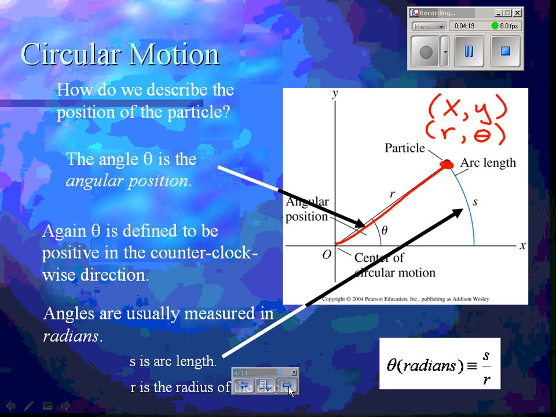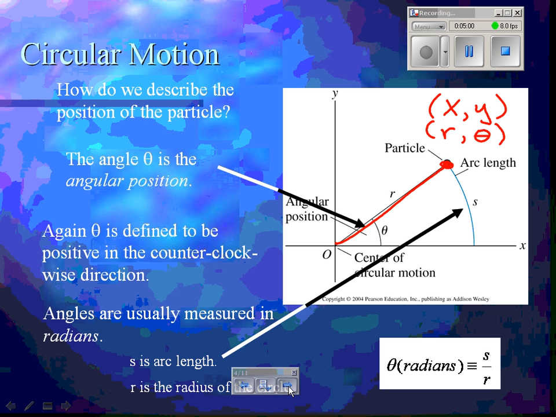S, the arc length, is the fraction or the length of the circle that you cover through that sweep. S is an actual length in meters. R is a length as well. It's that radius, if this was a circle all the way around. The ratio of these two values is a way of measuring the angle. When you take the ratio of S divided by R, it's a unitless quantity. And so the natural units for this are radians.